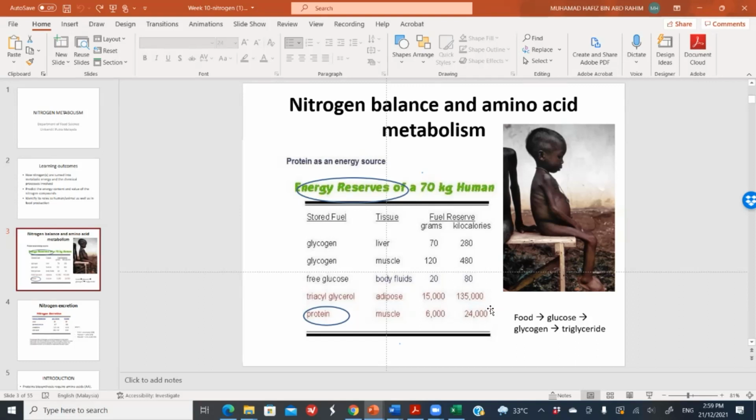And if you can see from here, protein in the muscle, 6,000 grams will produce about 24,000 kilocalories. So if you divide this one, you will get 4 as well. So protein menghasilkan sama banyak tenaga macam glucose. Tapi fat menghasilkan tenaga yang paling banyak sekali.